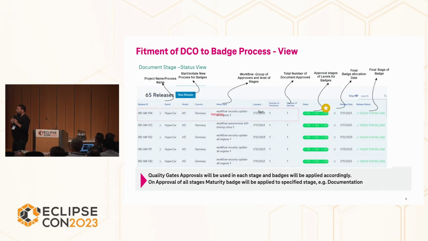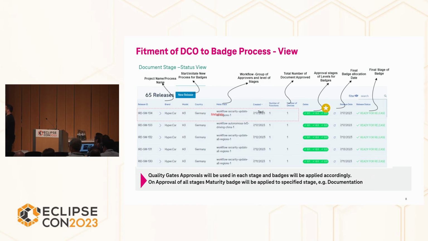Okay, so let's take a look on DCO. That's our nice and shiny user interface that we already have, which is currently applied to new software packages. So on the left-hand side, you see some release ID. For now, you see brands and cars and stuff like that. Hypercars are the cars that we work with. In our Hypercube solution, of course, normally you would see there Mercedes and Volkswagen and so on.